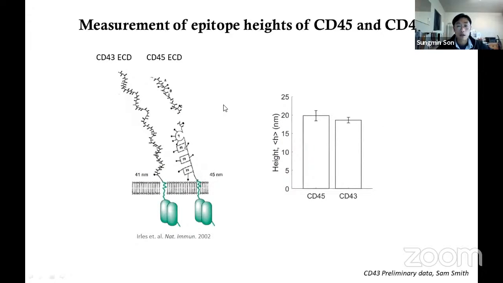Okay, and it was the same for CD43. So Sam, during her rotation in our lab, decided to take this measurement approach and measure the height of the tip of CD43. And interestingly, the tip of CD43 height was similar to the CD45 height measured by the B220 antibodies. They're both about an average height of 20 nanometers.